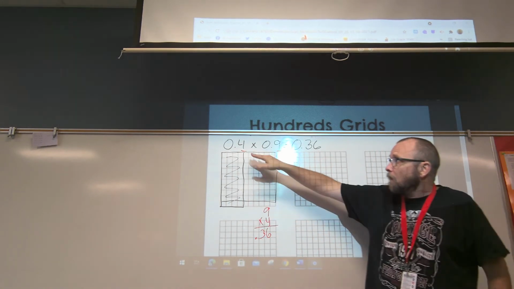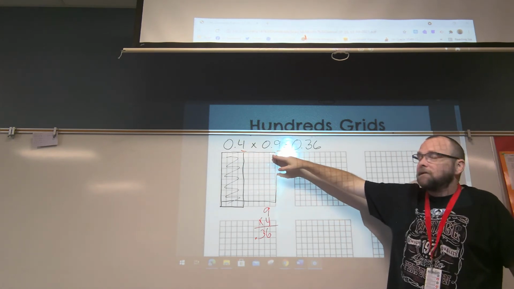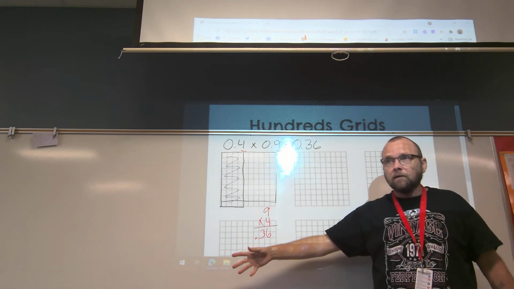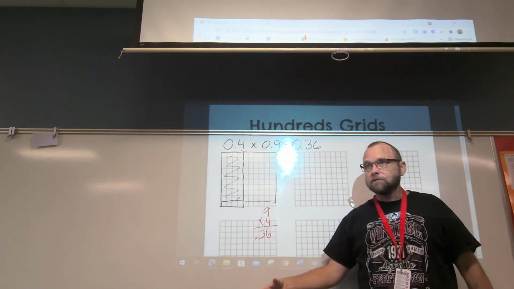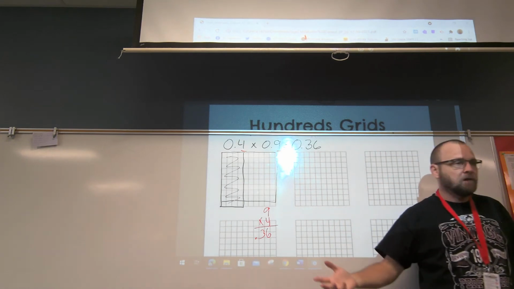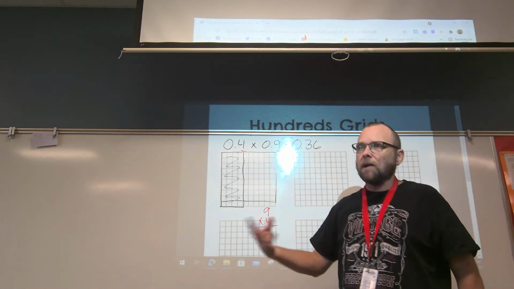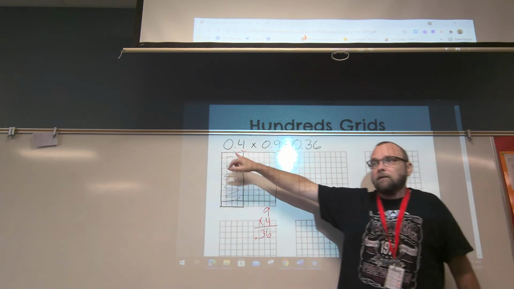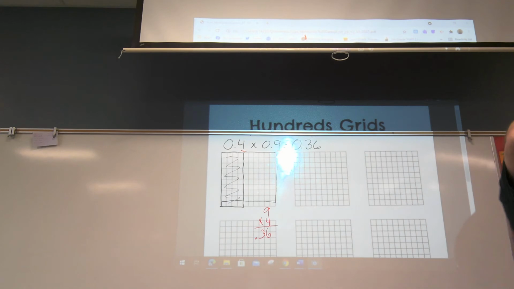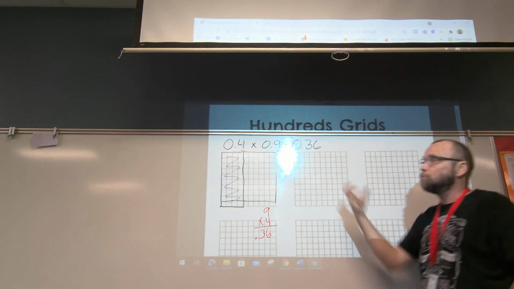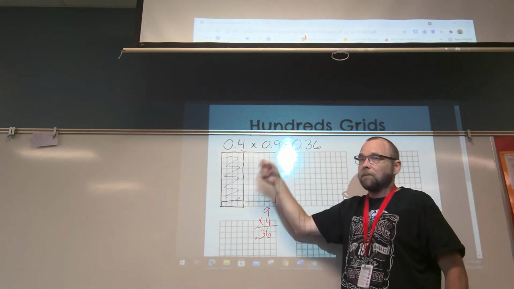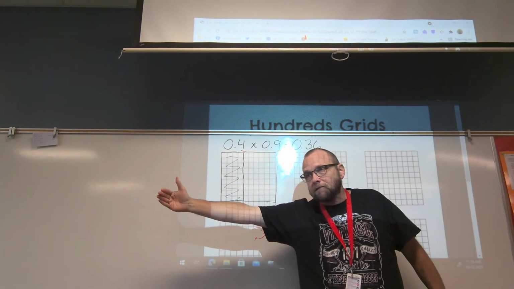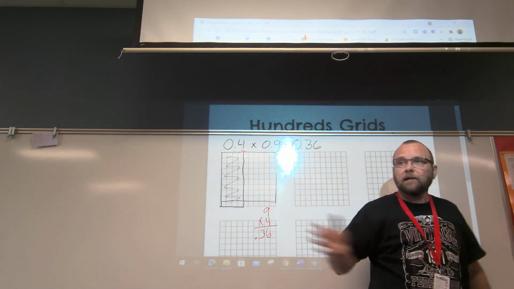Because I'm multiplying by less than 1 times less than 1. If I'm multiplying by numbers less than 1, it's going to be smaller than my biggest factor. So when I'm multiplying, my product always is going to be smaller. It's going to get smaller because I'm multiplying by less than 1. Times 1, it's going to stay the same. Greater than 1, it's going to get bigger. Less than 1, it's going to get smaller.